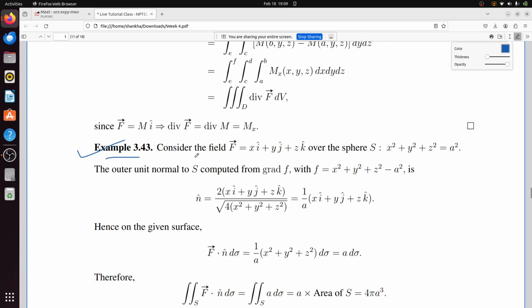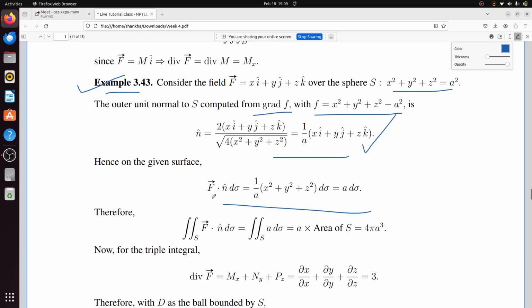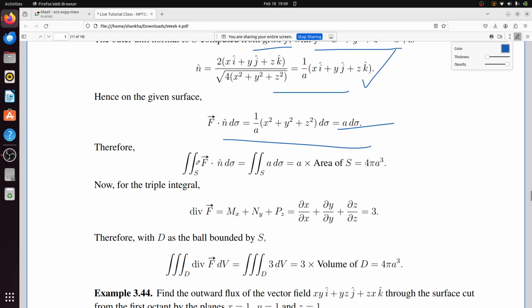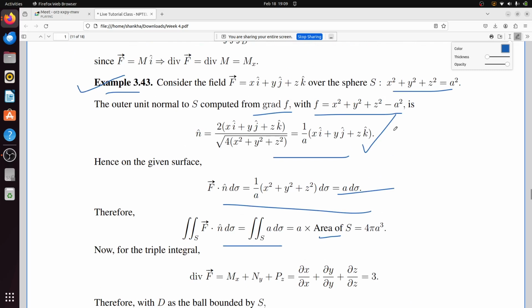So consider the field F equal to this over the sphere this. The outer unit normal to S computed from grad phi is this. You determine n cap. This n cap is computed as this. So this is F dot n d sigma. This is 1 by a times x square plus y square plus z square, which is a square, so it is a d sigma. Therefore F dot n d sigma is a into d sigma, and the integration of d sigma will give you the area of S. And what is the area of S? The surface area of the sphere is 4 pi a square. The 4 pi a square into a will give you 4 pi a cube.